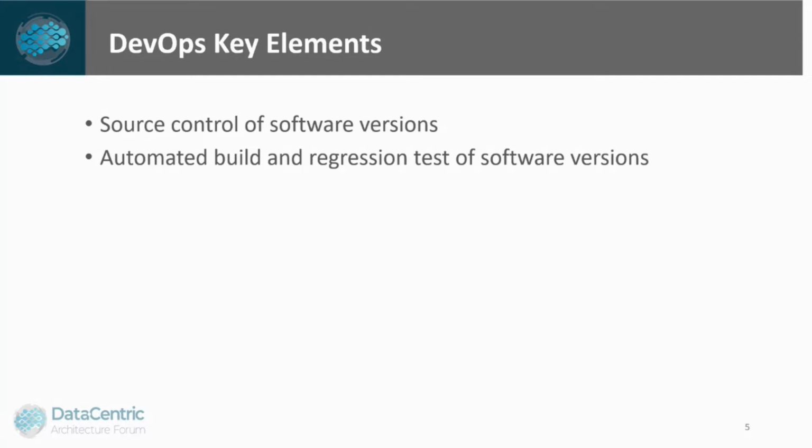We also want regression tests of that software. So someone checks in a new version, we want the system to kind of automatically go into a test suite that verifies we didn't break anything. Software still acts as expected.